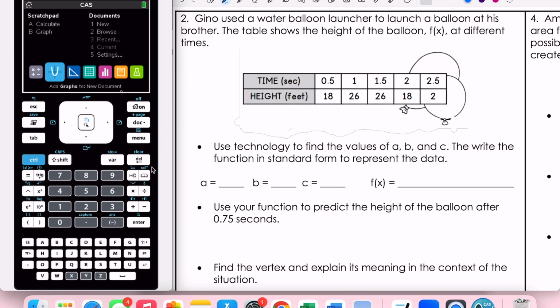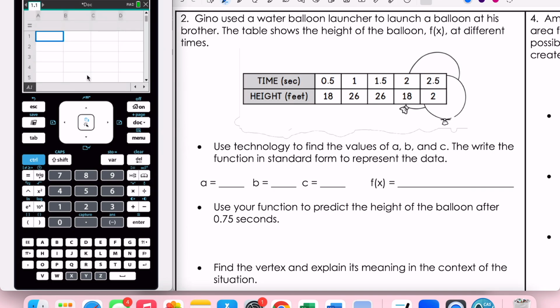So we are going to open up a list in spreadsheets window. Now guys, on a horizontal table, top row are your x's, bottom row are your y's. So I'm going to go up to A, type in x, and then I'm going to go over to B, type in y. And then I'm going to enter in my data. So we're going to start off by entering in all of our x values. And then we're going to go over and we're going to type in our y values.